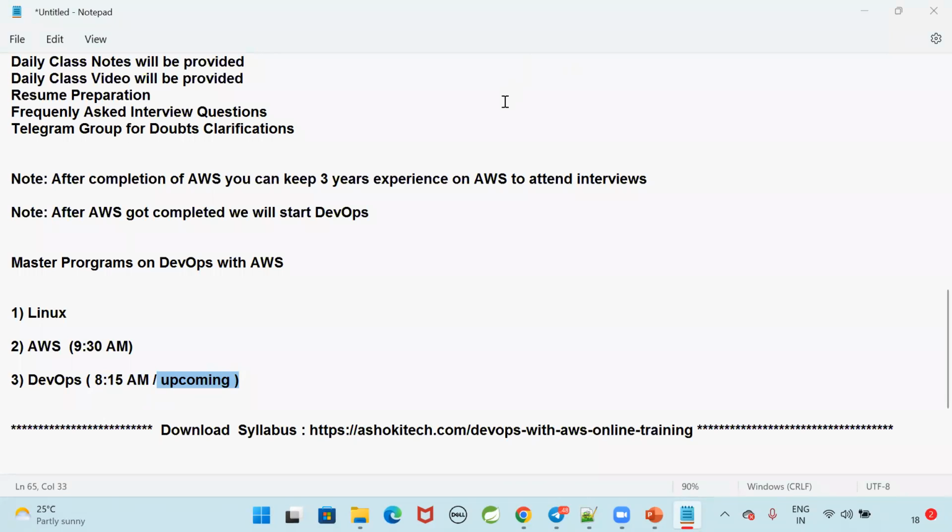Are you clear? Anybody who wants to attend parallelly, you can attend. Once you complete your enrollment, the admin team will give you permission for the 8:15 DevOps batch and the 9:30 AWS batch. You can do it parallelly. If this timing is not possible for you, then no problem. First you complete your AWS, then you can complete your DevOps.